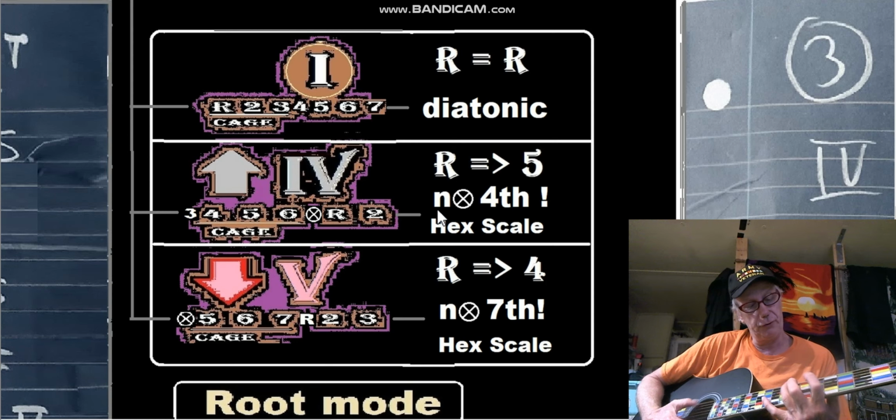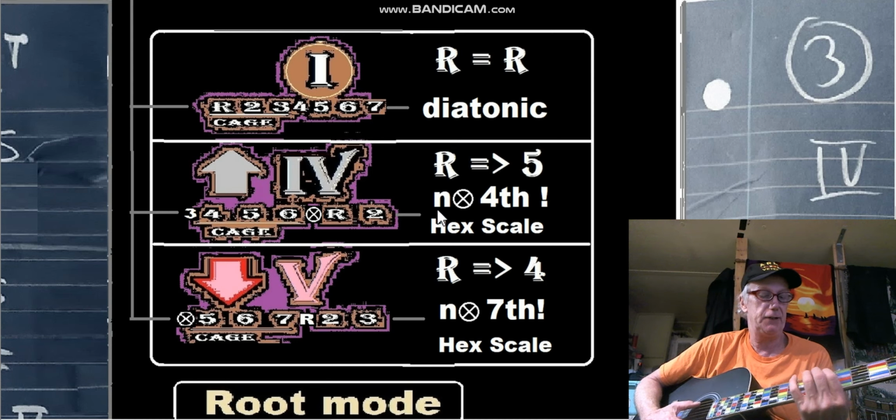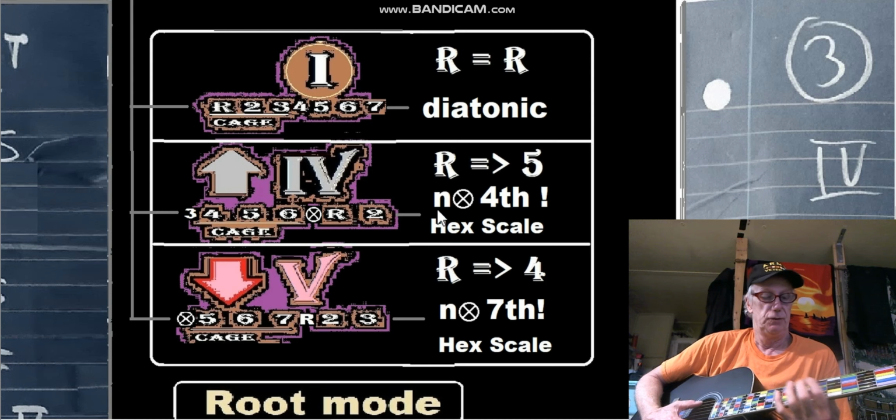Root 2, 3, blank, 5, 6, 7. Let's try that again. Root 2, 3, blank, 5, 6, 7, root.